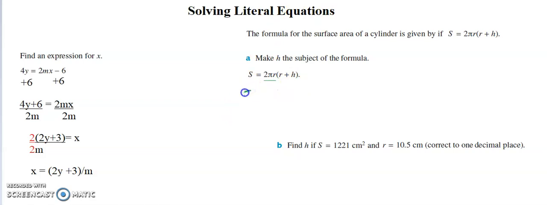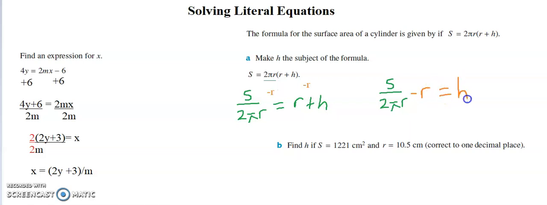So that ends up being s divided by 2 pi r is equal to r plus h. Again, I want h by itself, so I need to take away r on one side, which means I need to take away r on the other. Because I'm taking away r on one side, that gives me s divided by 2 pi r minus r is equal to h. And now I've got h as the subject.